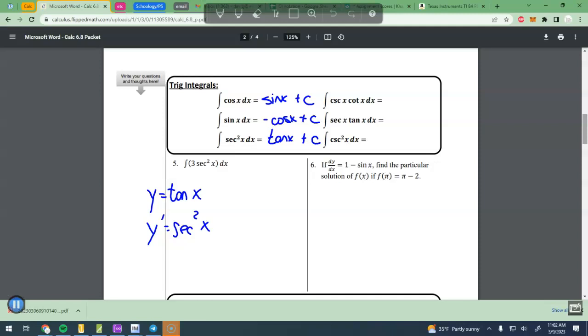Negative cosecant plus c. What about secant? What did I take the derivative of to get to secant? Secant of x plus c. And then like this squared, it's not like a special rule or anything. It's just again a definition that we had before. What did we start with if we took the derivative and ended up with positive cosecant squared? Negative cotangent. Good.